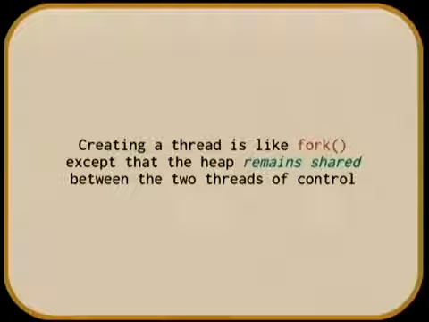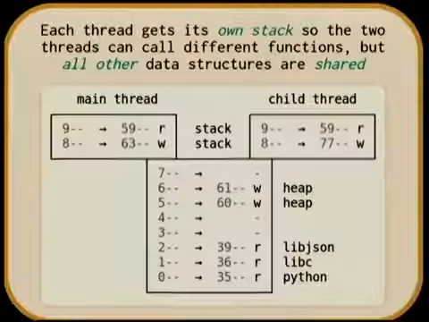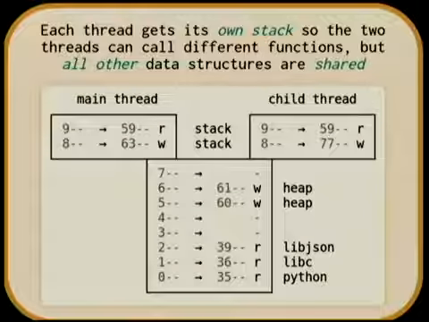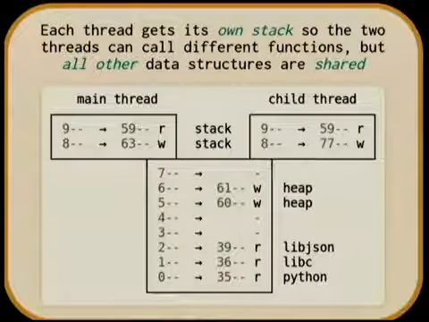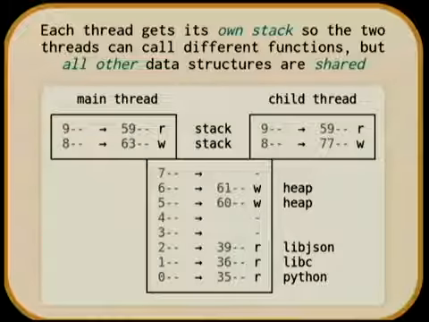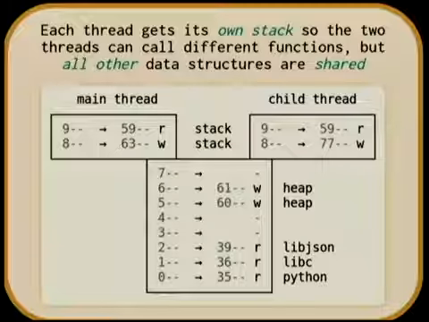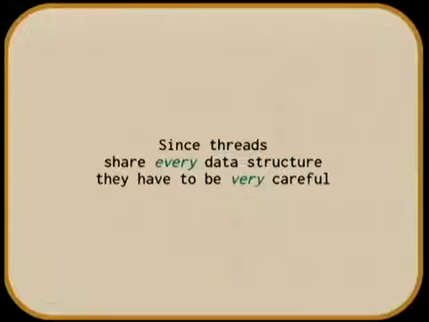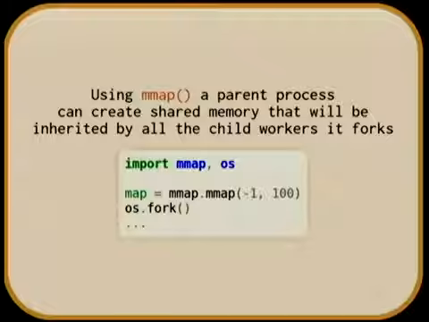Creating a thread is actually like fork, except that the heap remains shared between the threads of control. Python supports threads on both Unix and Windows, and though the stacks have to be different because each thread will make a different series of calls and have a different history, all of the lists and dictionaries and other writable data structures in your program remain shared because the rest of the page table is shared in common between the two threads. Since threads share every data structure, they have to be very careful. And that's different from memory maps.